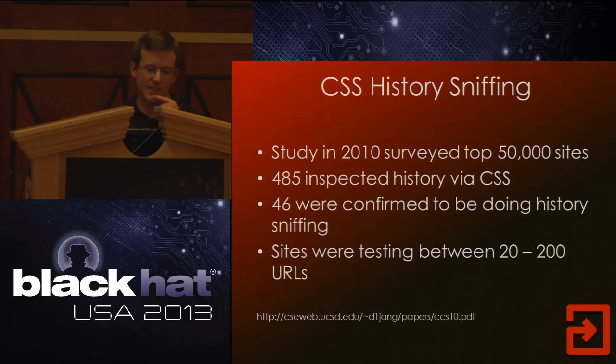So someone actually did a study in 2010, and they looked at the top 50,000 most popular sites and found that a whole bunch of them were actually using this sniffing attack to find out what sites people have visited and send those results back to a server. So there were some adult sites that were doing this, and there was at least one ad network that was sending out this JavaScript to lots of different websites to find this stuff out.